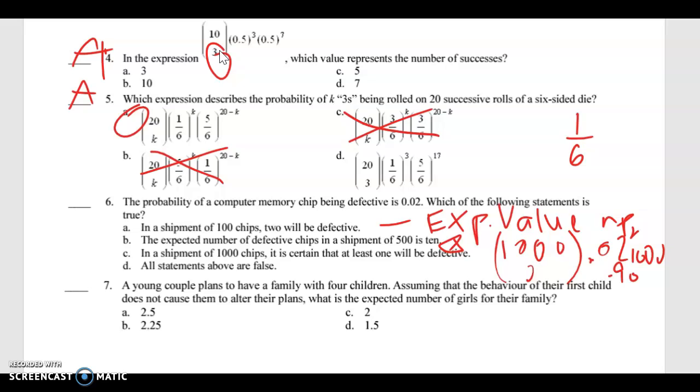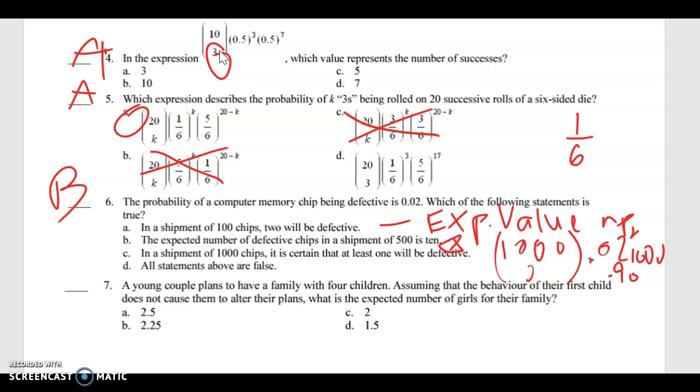Now, that's not 0, so it is possible. But there we have it. So the chance of none of them being defective is very close to 0. So the chance that at least one will be defective is very close to 1, but it's not exactly 1. So B is our best option on this one.